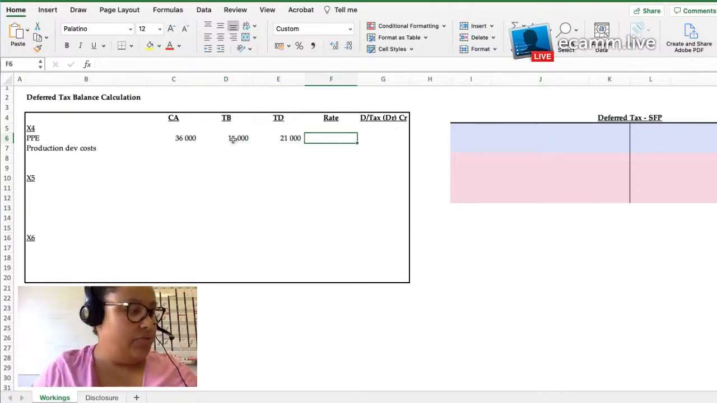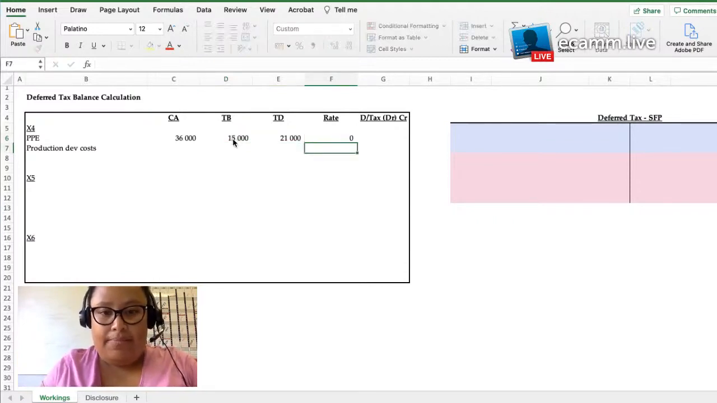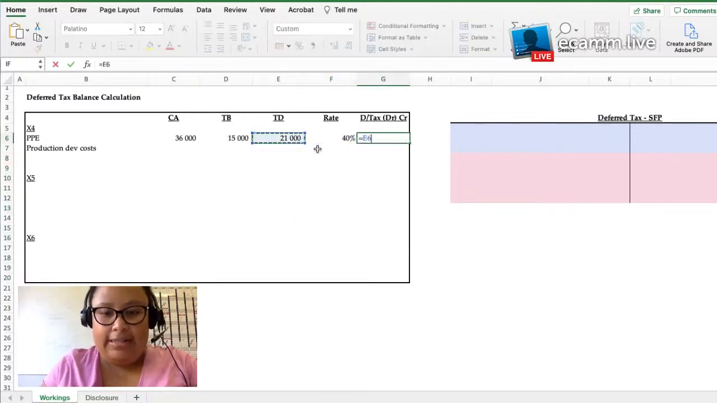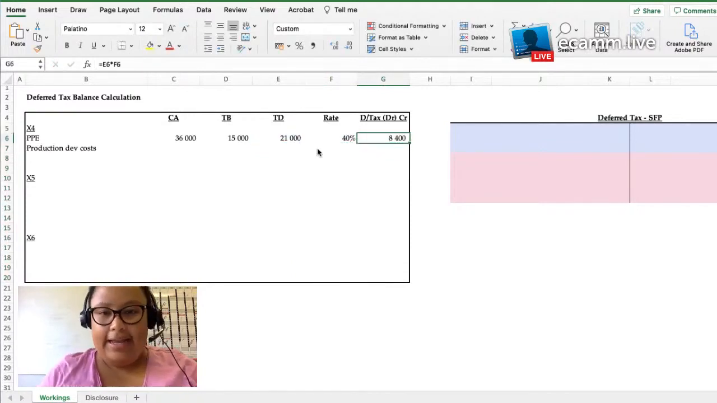Okay, so what is the tax rate? The tax rate in X4 was 40%. Let's just format this. Okay, 40%. And then to calculate the tax is that times that. And there I get a credit of 8,400.